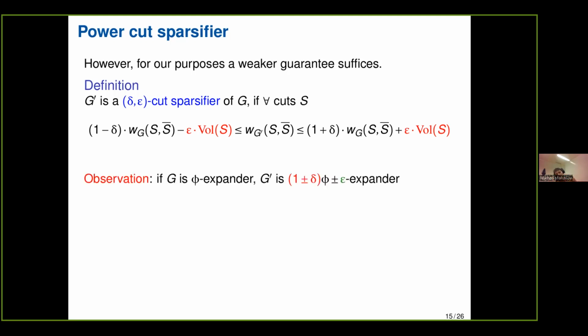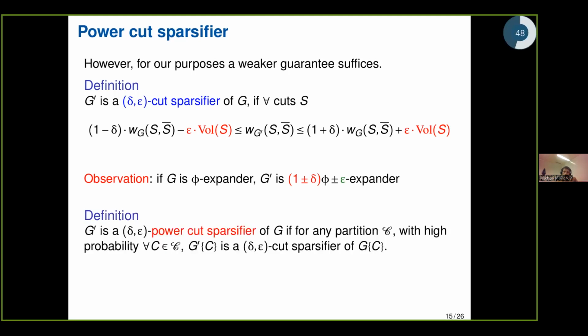And it's pretty easy to see that if G is a phi expander, then G prime would be a 1 plus minus delta times phi plus minus epsilon expander itself. That would allow us to check that G is a phi expander if epsilon was relatively small compared to phi in this construction.